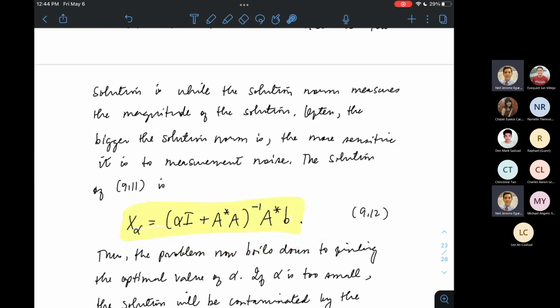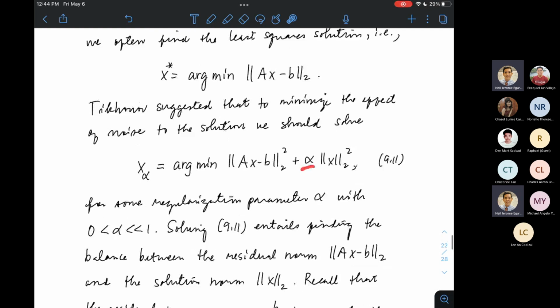And actually, we can understand this. We know how to compute this guy. So plug in lang to. Diretso kay MATLAB. Ito na yung alpha. Ito na yung x sub alpha. Now, the problem now boils down, what should alpha be? Alpha is a positive regularization parameter na pang-weight doon sa norm ng solution.